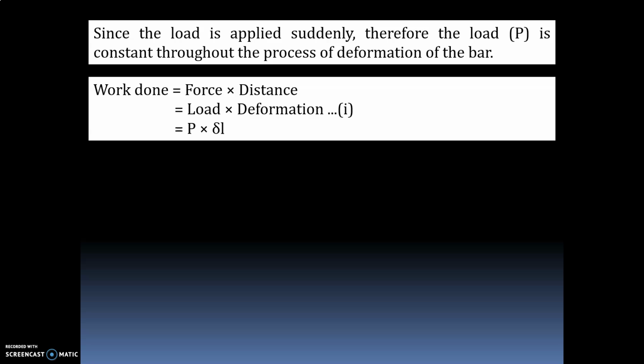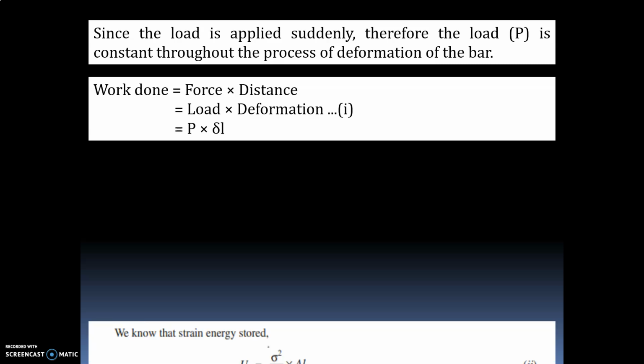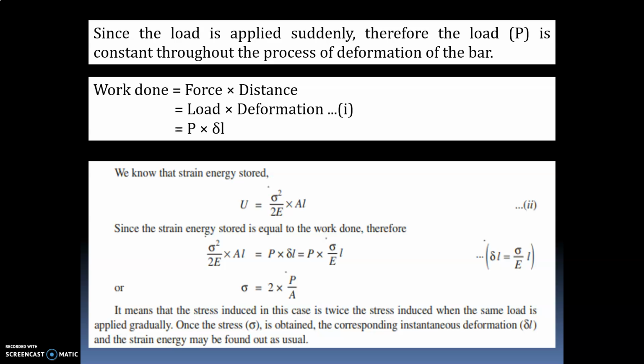So what is work done? Work done is equal to force into distance. Force is now the load P, and delta L is the deformation. We know the strain energy, from the last derivation: U is equal to sigma square divided by 2E into A into L, or volume. Same method, the only difference is that in that case it was P divided by 2, but here it is P. Since the strain energy stored is equal to the work done, what happens now?